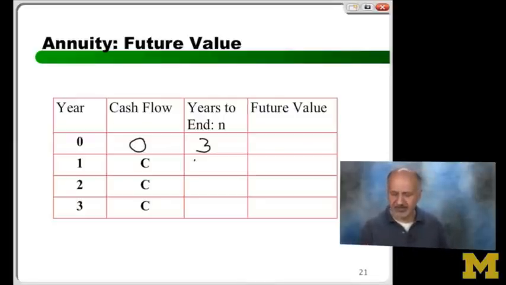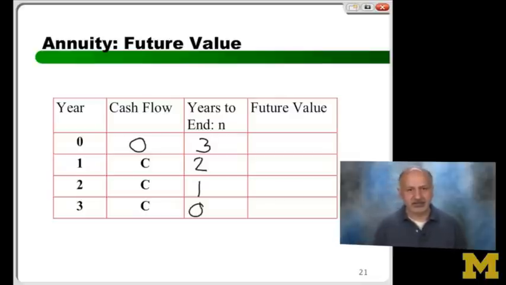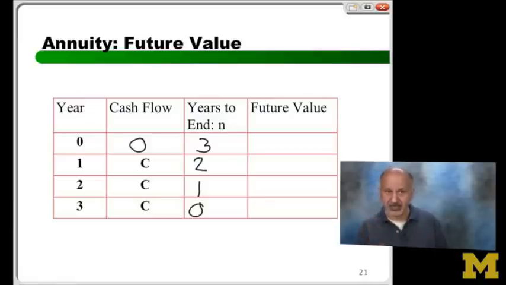How many periods left here? 2. How many periods left here? 1. And how many periods left here? 0. So the thing to recognize is that there is no cash flow occurring at time 0.0, and there is a cash flow occurring at 0.3, which is the end of the period. So those are the 2 things important to recognize.